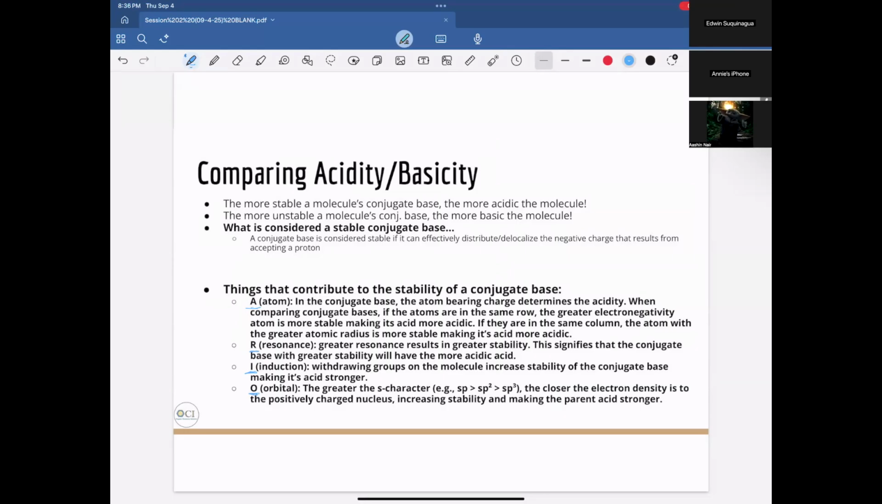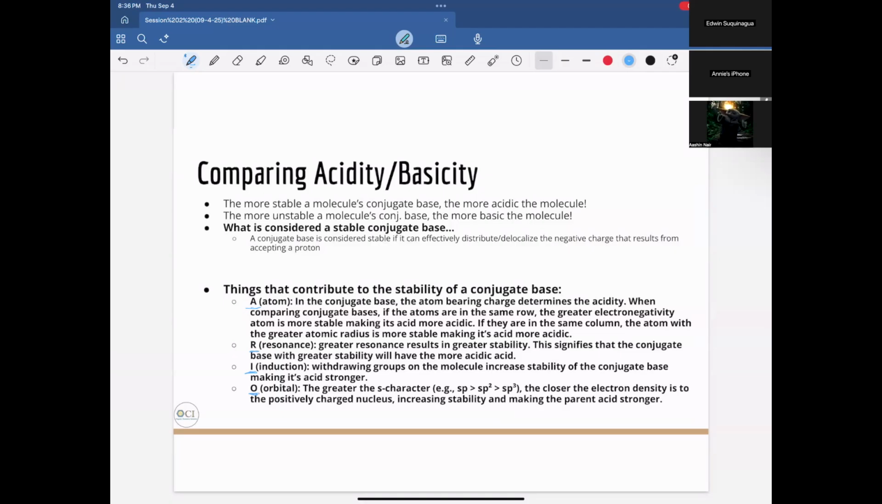And then lastly is orbital. So the greater the S character that we have, the more stable it is. Do you guys have any idea what S character means? The amount of the S bond. Doesn't one pull it closer than the other?